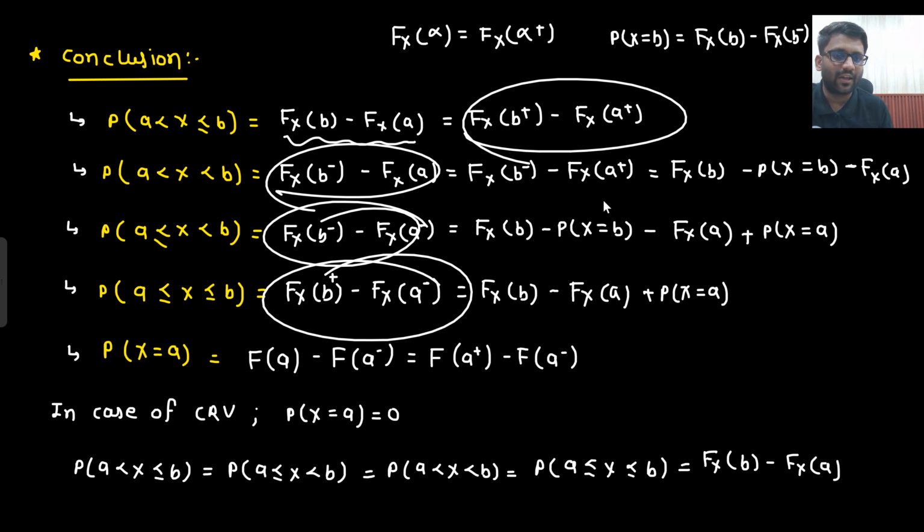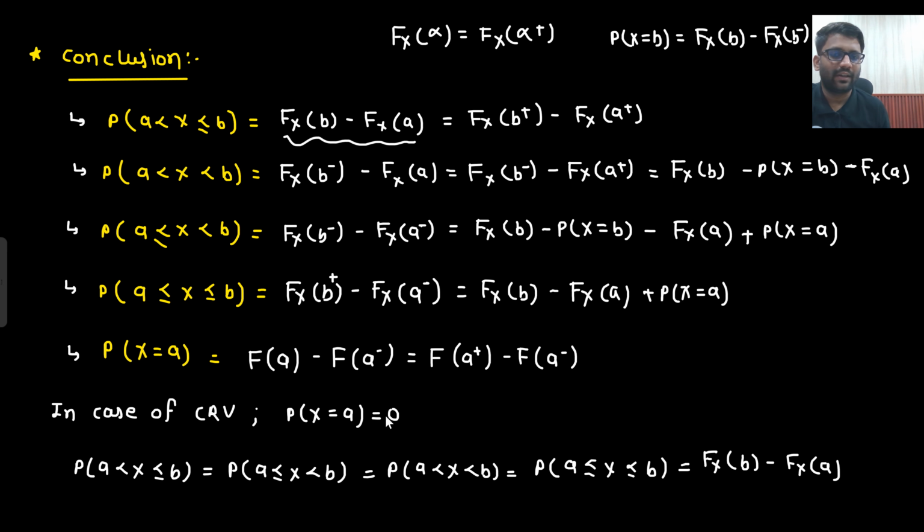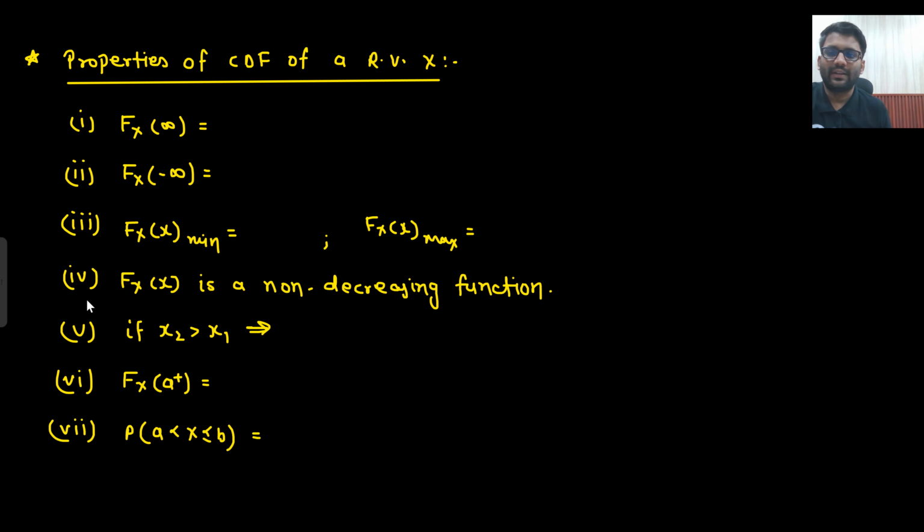I have seen that people will mug up these formulas, F_X(b) plus minus F_X(a) and F_X(b) minus F_X(a), but they don't even know how the option will be mentioned. So you should care about the options as well, right? So this point is clear to you. Let's go to the next one.